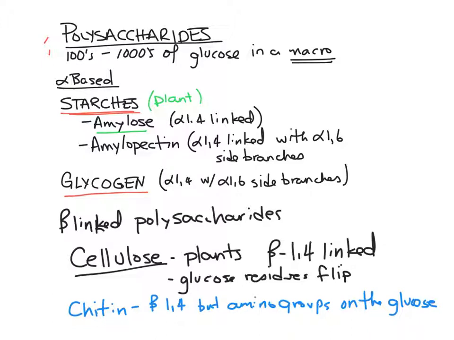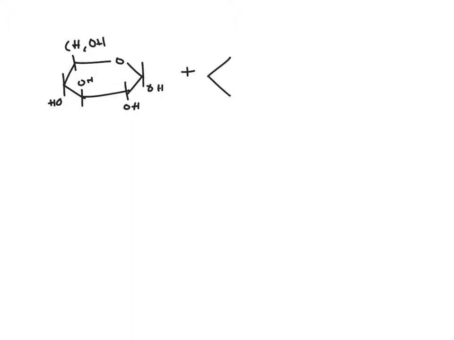So let's continue with looking at the building of a polysaccharide. Let's just show that. So we're going to look at an alpha glucose, again, remember, down, down, up, down. And we're going to mix it with another glucose.